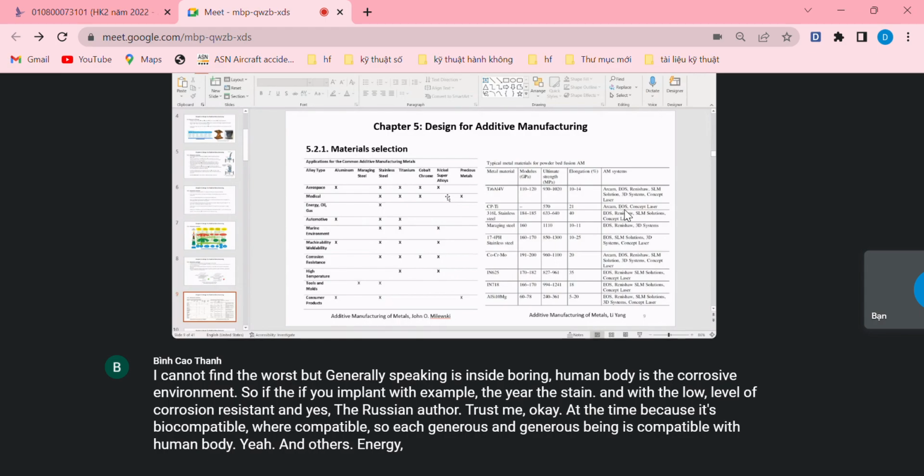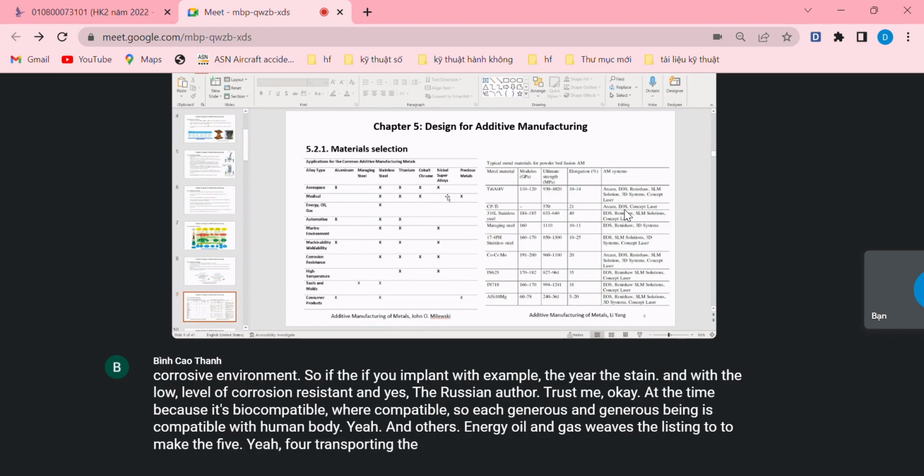Energy, oil, and gas: we use stainless steel to make the pipes for transporting oil or gas, or to make the vessels for storage purposes.